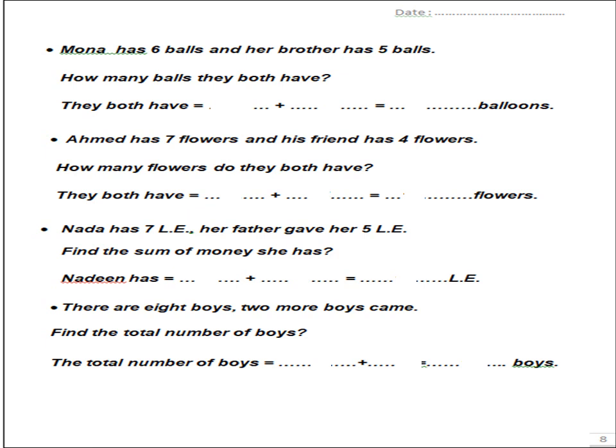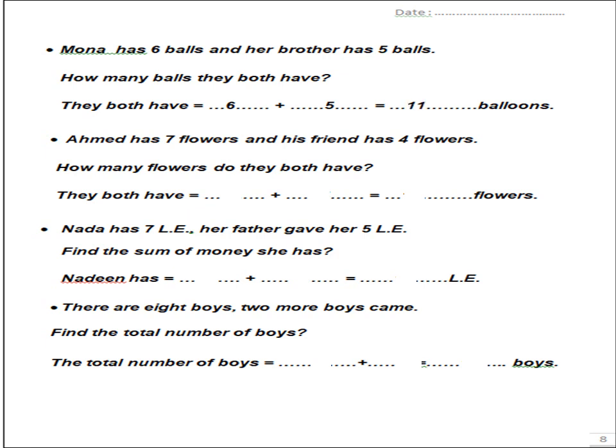The keyword here is "both," okay? I want to know the total amount of balloons that Mona has with her brother, so I put 6 and 5 together. So 6 plus 5. We keep 6 in our mind and 5 in our fingers and start to count after 6: 7, 8, 9, 10 and 11. So the answer will be 11 balloons, okay?